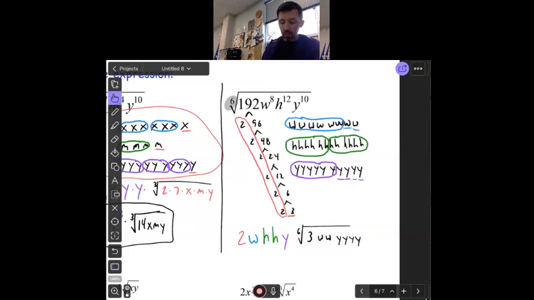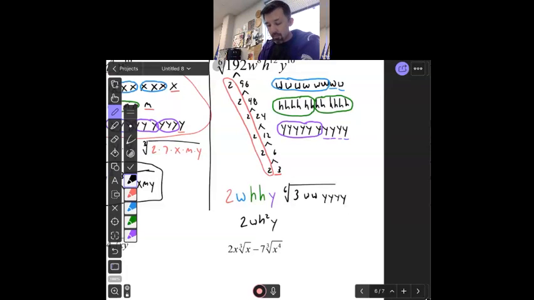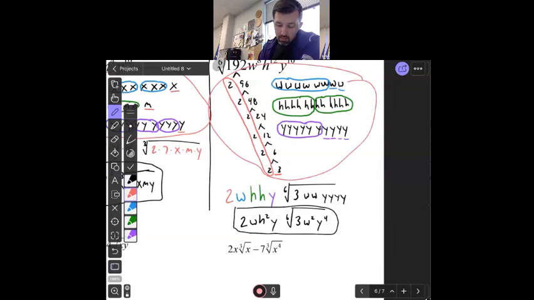Or if you feel like you can go straight to the answer, 2w h squared y, 6th root 3w squared y to the 4th. You can go straight to there. I'm happy with that. Okay, so if you can go from this to there, I'm cool with that. Okay, you don't need to do the middle stuff.